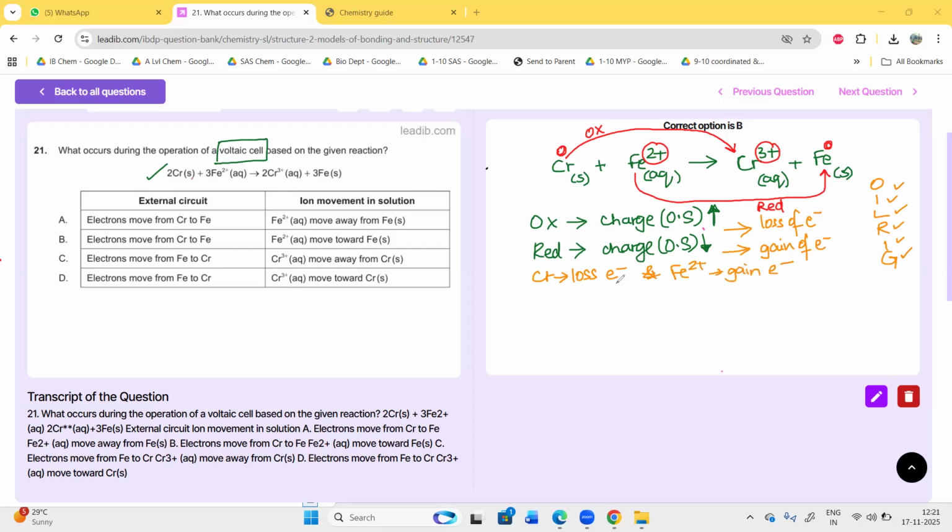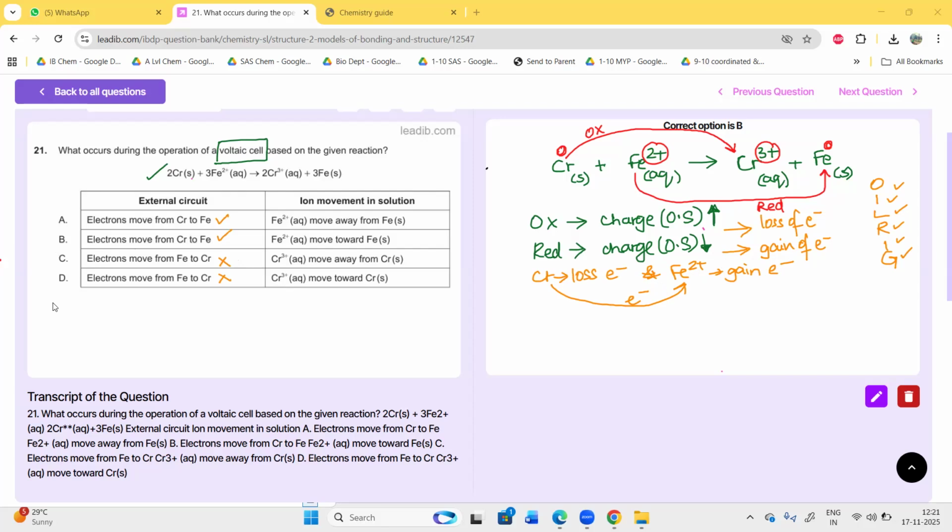How is the electron getting transferred? Chromium gives its electron to iron, so electrons go from chromium to iron. Definitely these two options are wrong, and we know these two are correct. Electrons move from chromium to iron. Now next is the ion movement. How do the ions move?